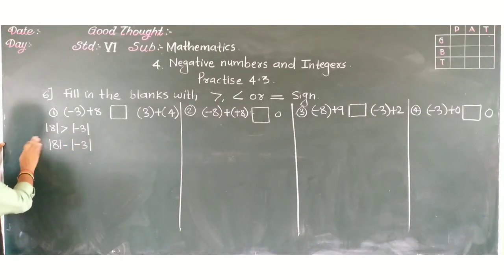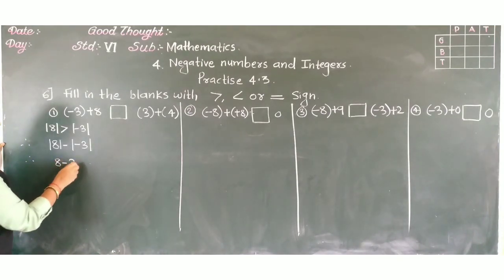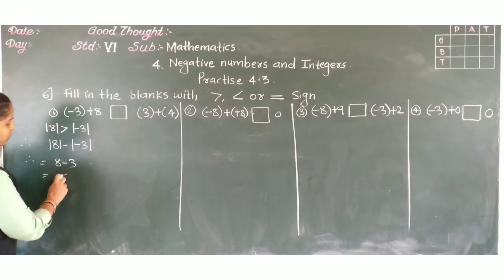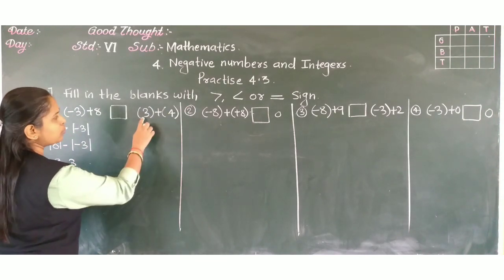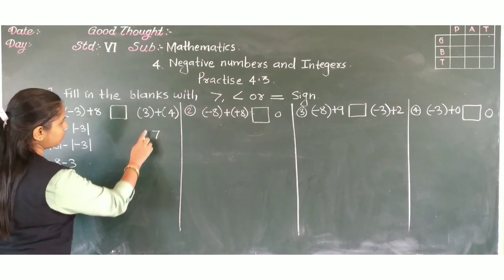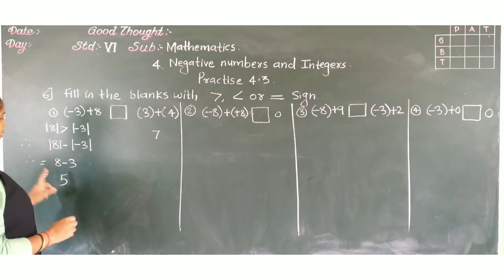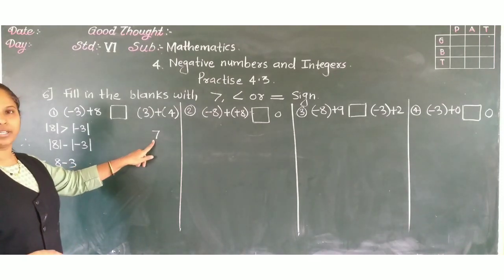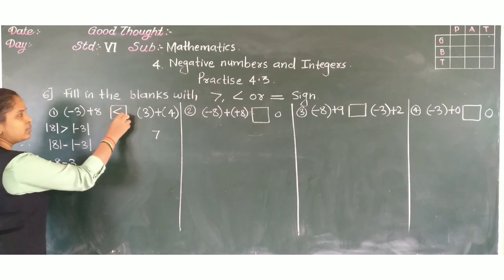Okay. When different signs are there, then we have to do subtraction. So 8 minus 3 is how much? 5. And on this side, both have the same sign, so that is 7. Correct? 4 plus 3 is 7. Now, who is greater? 5 is greater or 7 is greater? 7 is greater. Correct?